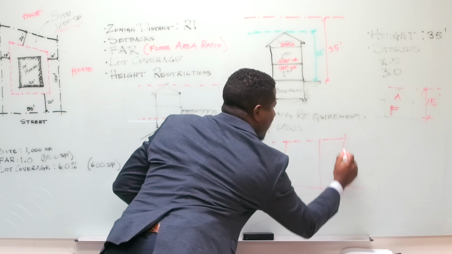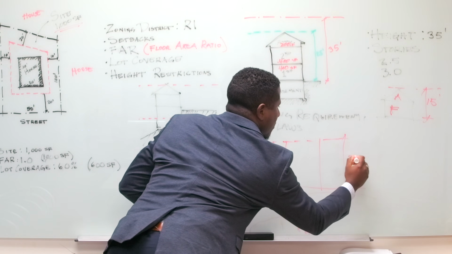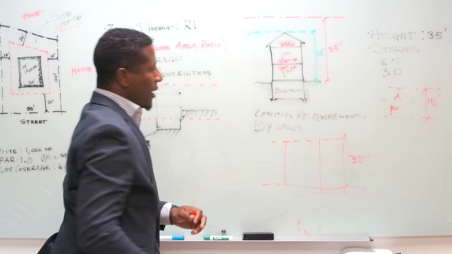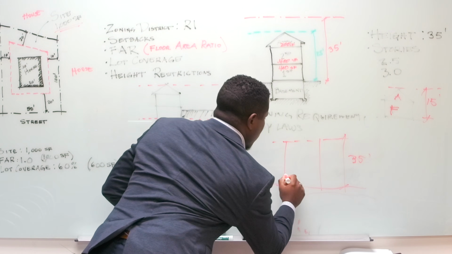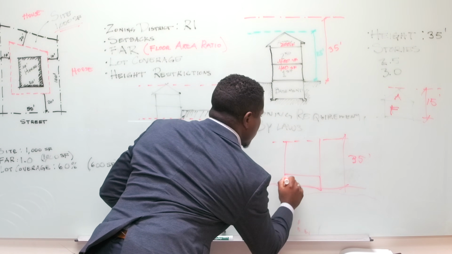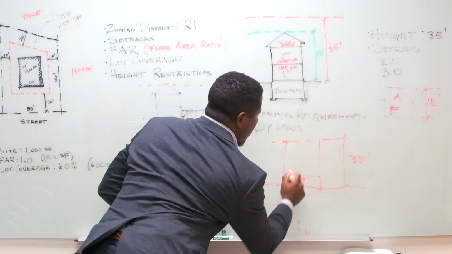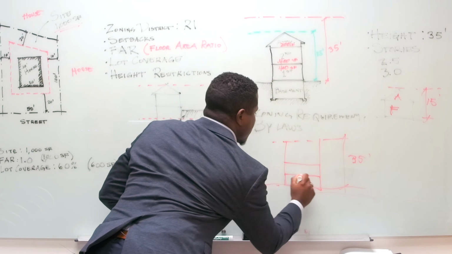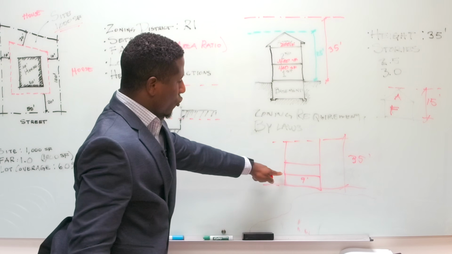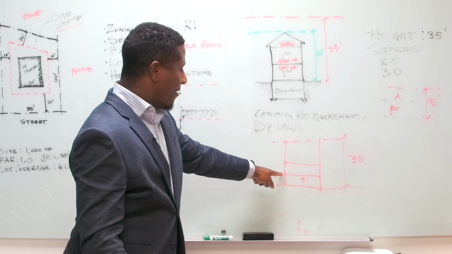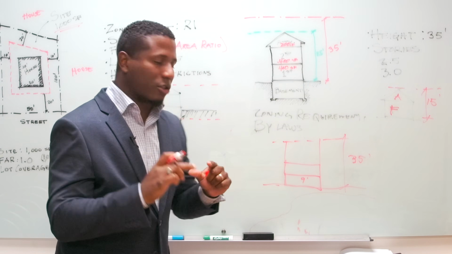If this is 35 feet, you could potentially subdivide this building in, let's say, each floor is 9 feet. Of course, I'm just showing lines, but the floor assembly might vary depending on your construction type.